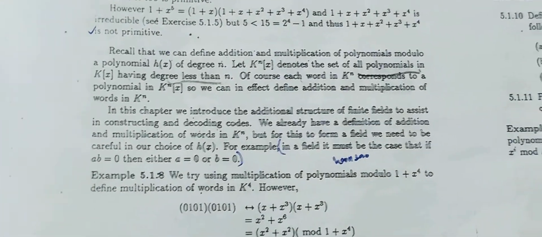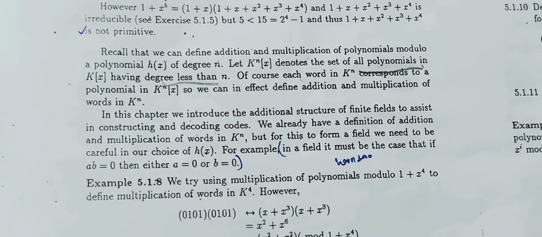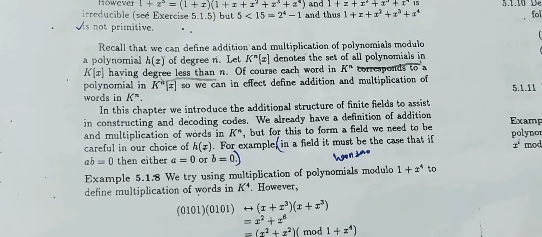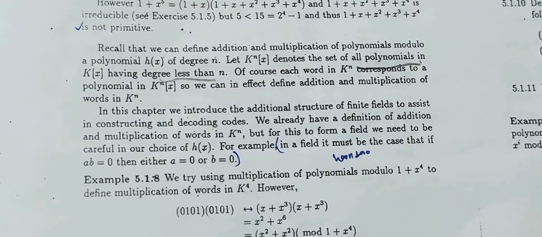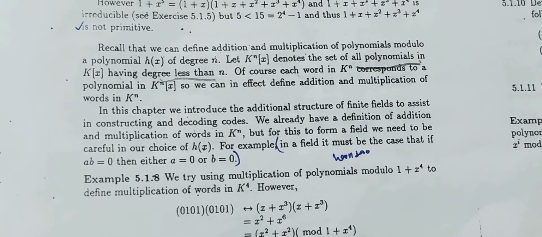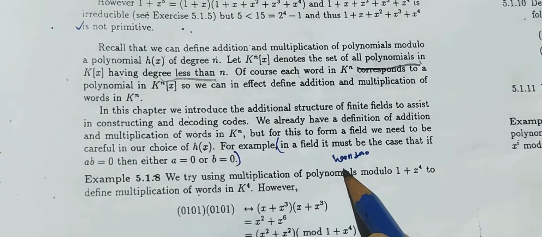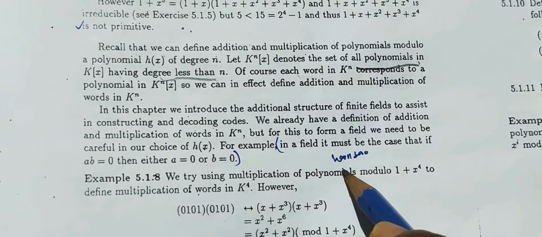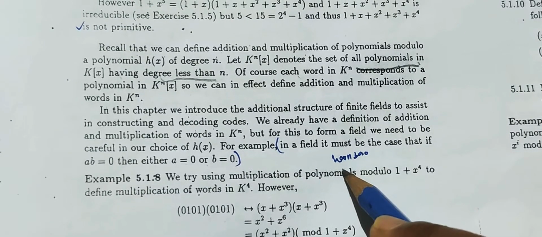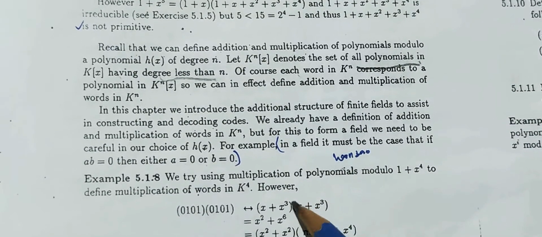Next, finite field. What is a field? In a field, we consider non-zero elements. If a and b are non-zero elements, then AB is not equal to 0. So in a field, if AB is equal to 0, then either A is equal to 0 or B is equal to 0.